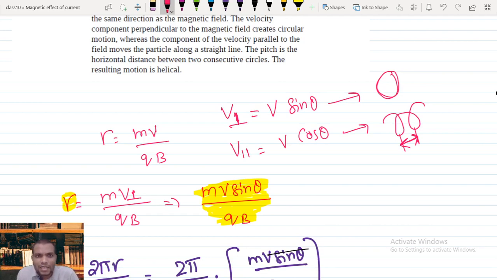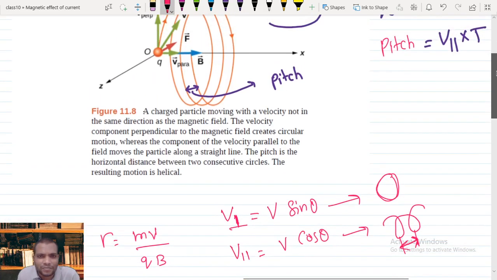Now the pitch is the horizontal distance between two consecutive circles. Who is responsible for the pitch? The parallel component of the velocity vector.